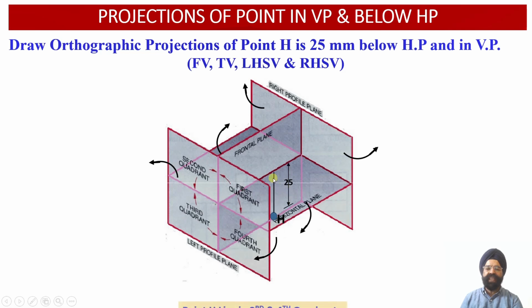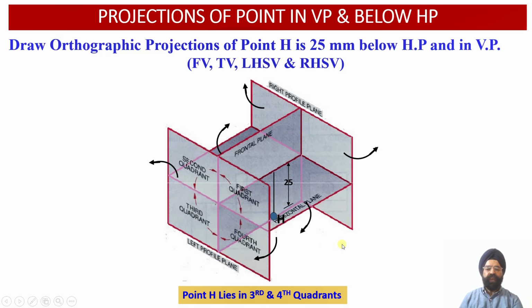So now we can see that here we have located this point H in the vertical plane, below the horizontal plane. So this point location will be common to the third quadrant and the fourth quadrant.